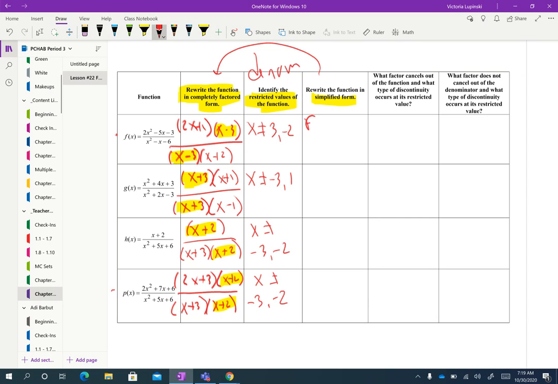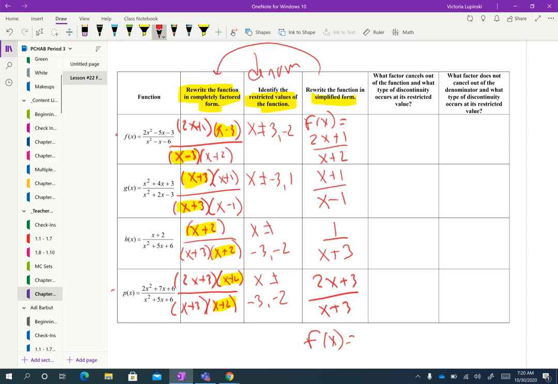So these would all be f of x equals, and again, I probably won't write it every time just to save myself some room. So 2x plus 1 over x plus 2 compared to x plus 1 over x minus 1 over x plus 3, and then 2x plus 3 over x plus 3. And again, these should all still be f of x equals. I just don't really have enough room in my box, so feel free to write that for yourself.